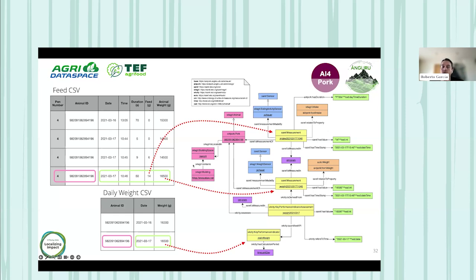We can also connect it with other entities, like where the pig is. So later we can connect it with the environmental conditions. The idea is that we are contextualizing the data, so it's easier later to exploit that data.